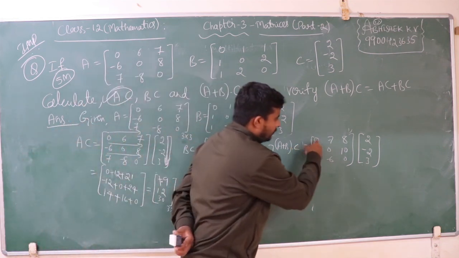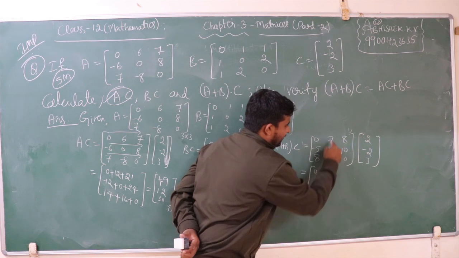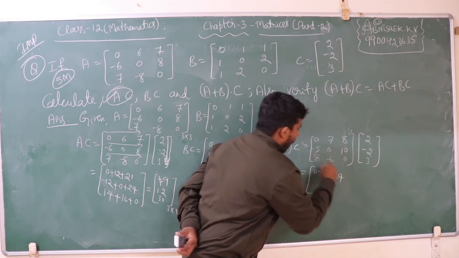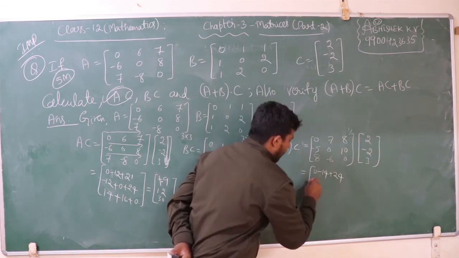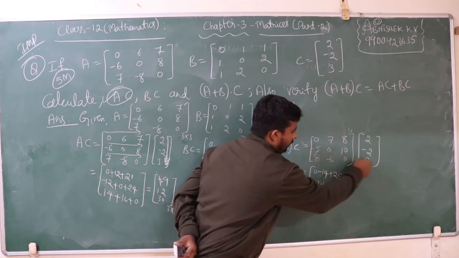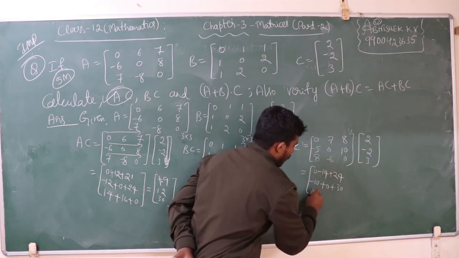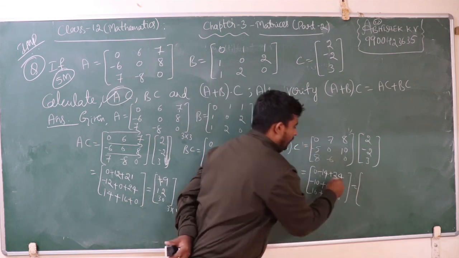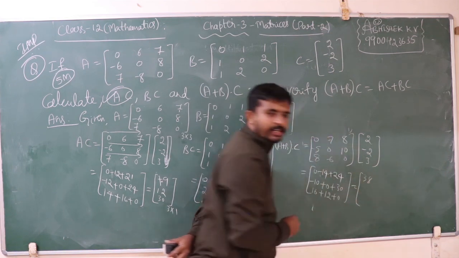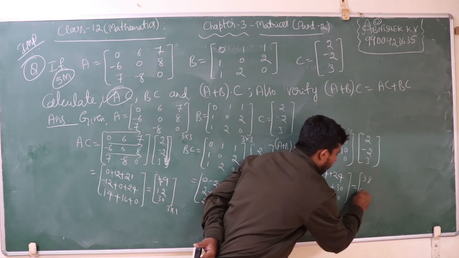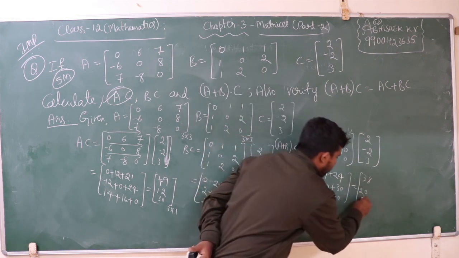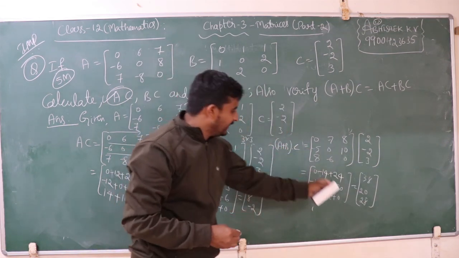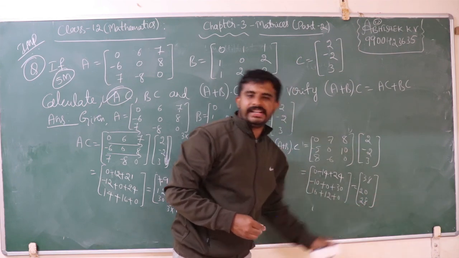So, first row, first column: 0 into 2, 0, plus 7 into minus 2, minus 14, plus minus 8 into 3, minus 24. Again, second row, first column: minus 5 into 2, minus 10, plus 0, 10 into 3, plus 30, 8 into 2, 16, minus into minus plus, 6 twos are 12, plus 0. See, this is equal to what? 24 plus 14, 38. Minus 10 plus 30, it is 20. 16 plus 12, this is 28. Therefore, A plus B into C is equal to 38, 20, 28.